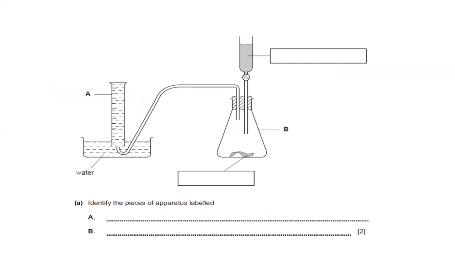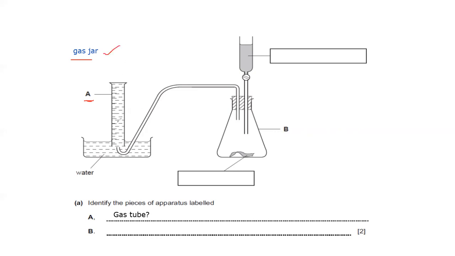Identify the pieces of apparatus labeled. What about the first one, A? What is A? A gas jar. And how do you recognize it's a gas jar? Not gas tube, gas jar is the best word.